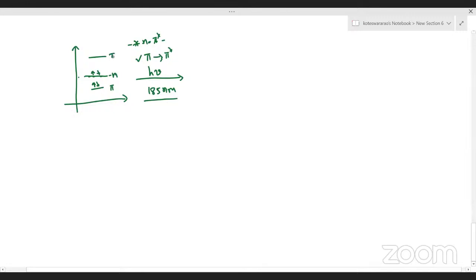This is the π star energy level. Therefore, the electron is excited from the ground state to the excited state. Here also we can get two kinds of excited state, one of which involves the retention of configuration.